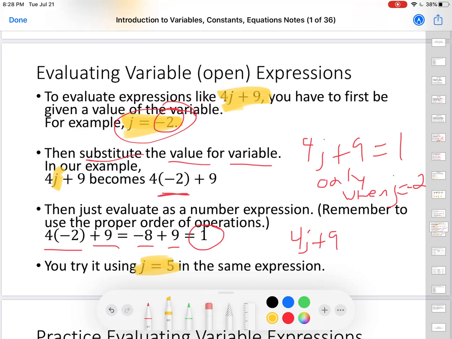Well, here you go. Let's substitute in. So first I'm going to take out the j, leave the 4, and I'm going to put 5 in. So I'll put in a 5 there. Take out the j, put in a 5. That's the substitution step. 4 times 5 is 20. 20 plus 9 is 29. Did you get 29? I hope that you did.